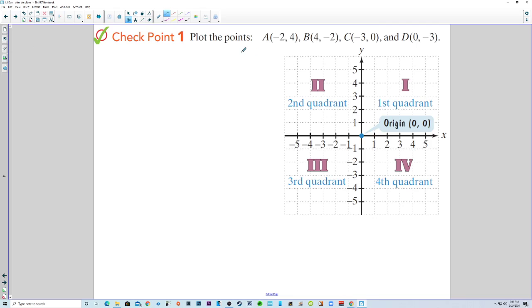Checkpoint 1, plot the points. A is -2, 4, so -2, 4 would be right here. This is letter A. B is 4, -2. So that's letter B. Letter C is -3, 0. So this is C.